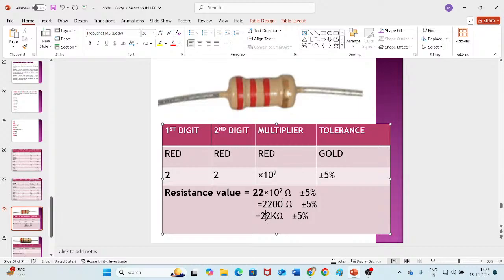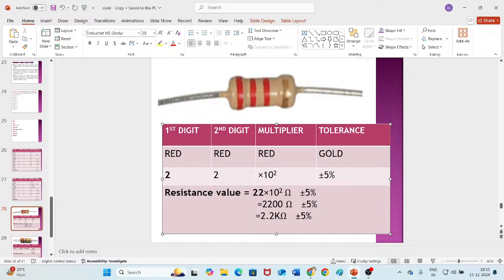So it is 2.2 kilo ohms. So this resistor with red, red, red and gold is 2.2 kilo ohms resistance with plus or minus 5% tolerance, or 2200 ohms. Okay, so let's go for the next one.